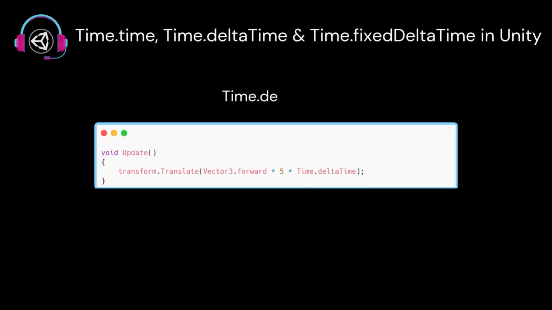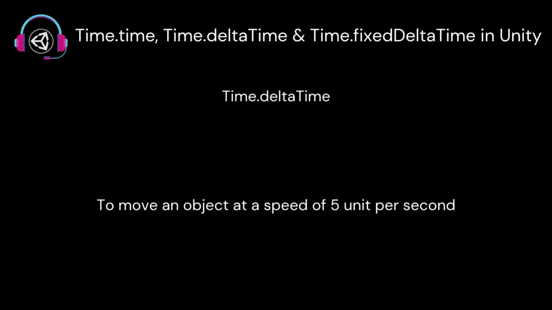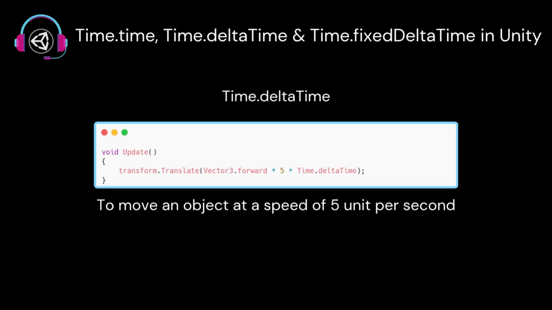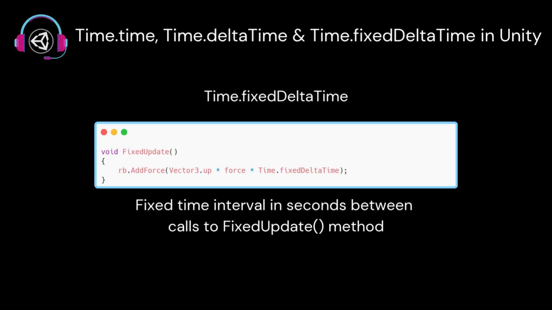On the other hand, Time.deltaTime tells you how long the last frame took to complete. This value varies depending on the frame rate of your application. A lower frame rate results in a larger delta time and a higher frame rate results in a smaller delta time. It's primarily used within the Update method to make calculations frame rate independent, ensuring consistent movement or action regardless of how fast or slow the game is running. As an example, to move an object at a speed of 5 units per second, you would multiply the desired movement by Time.deltaTime.